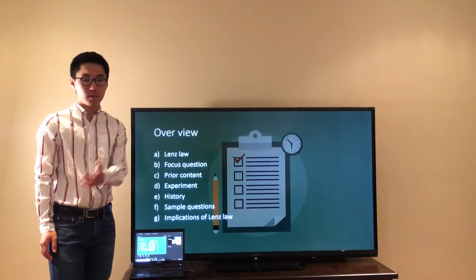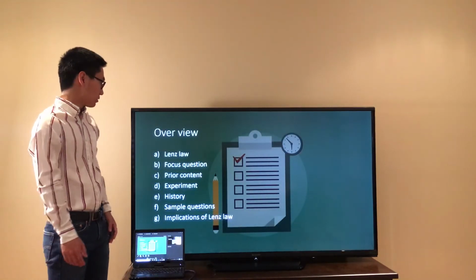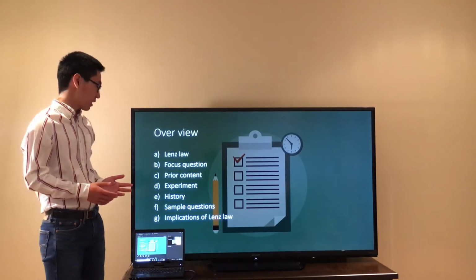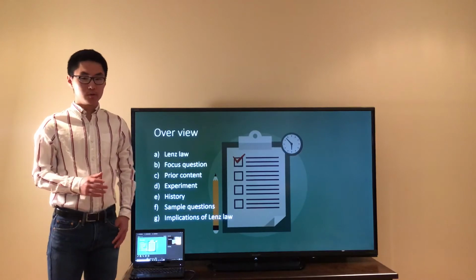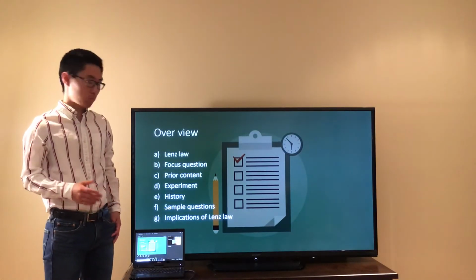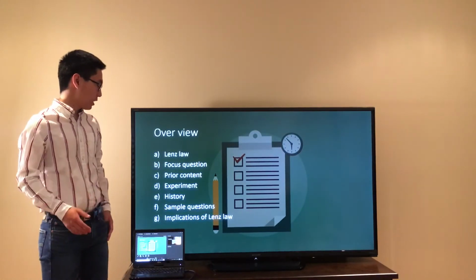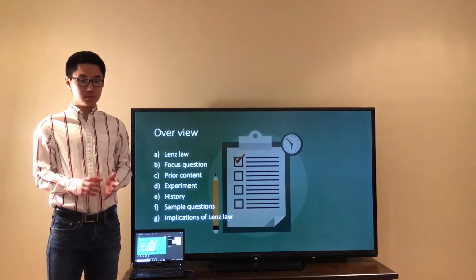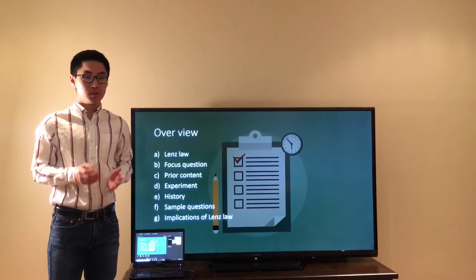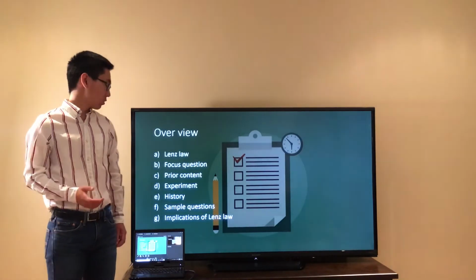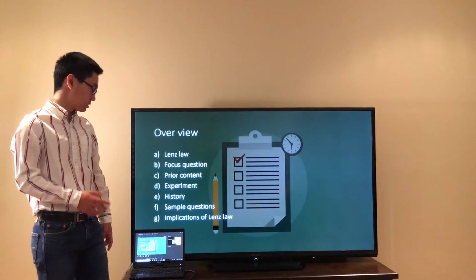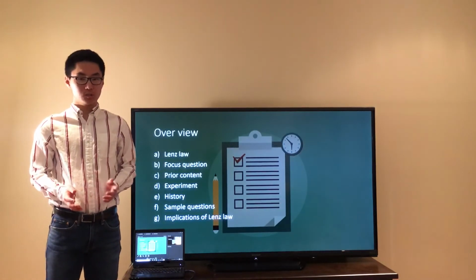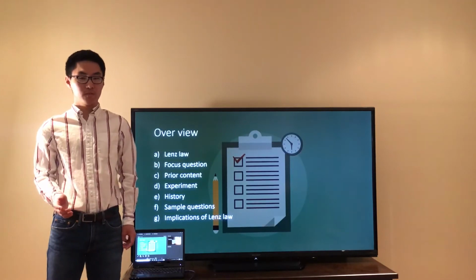Firstly, an overview of what I'll be going through today. First is what actually is Lenz's law, which I've already done in a previous slide. After that, I'll be showing the focus question for this whole presentation and project. After that will be the prior content, followed by an experiment of dropping a piece of strong neodymium magnet through a copper tube, which demonstrates Lenz's law in action. After that will be the history, sample questions, and finally, what are our everyday implications of Lenz's law and how it has benefited our lives already.